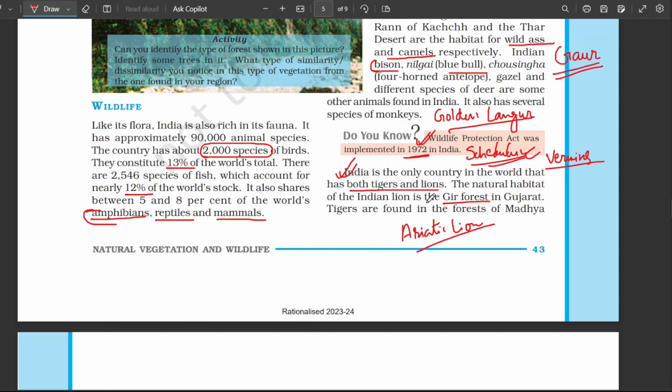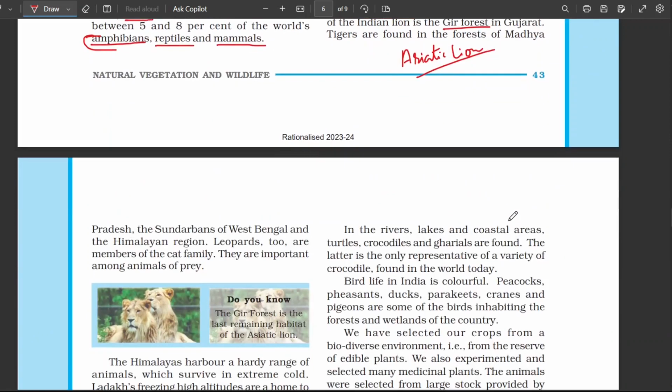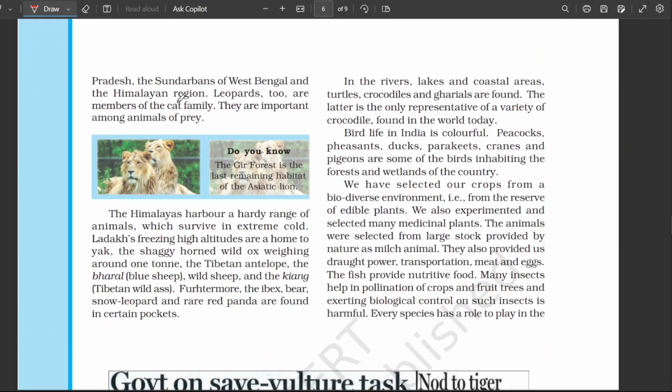Similarly, tigers are Royal Bengal tigers. There are Siberian tigers and other types of tigers as well. Tigers are found in the forests of Madhya Pradesh, the Sundarbans of West Bengal, and the Himalayan regions. Leopards too are members of the cat family. They are important among animals of prey.